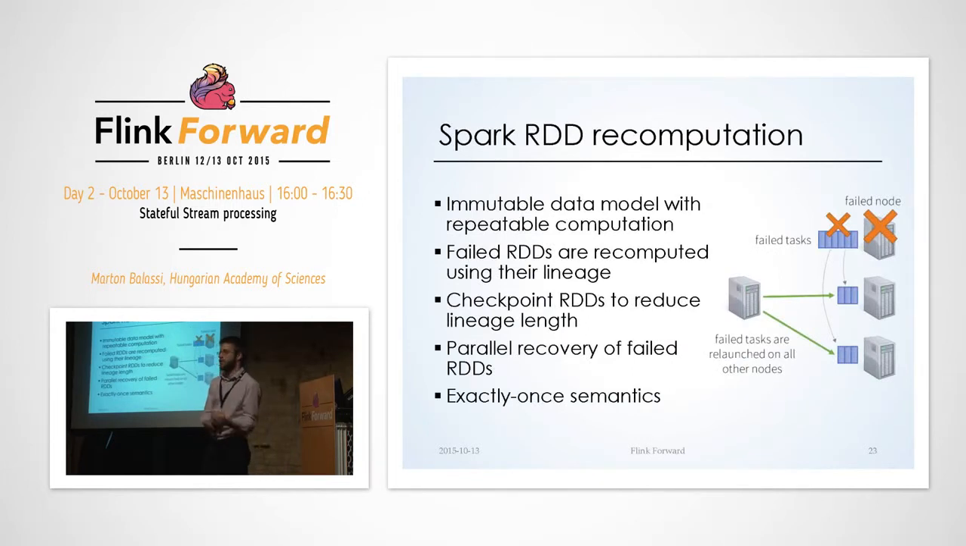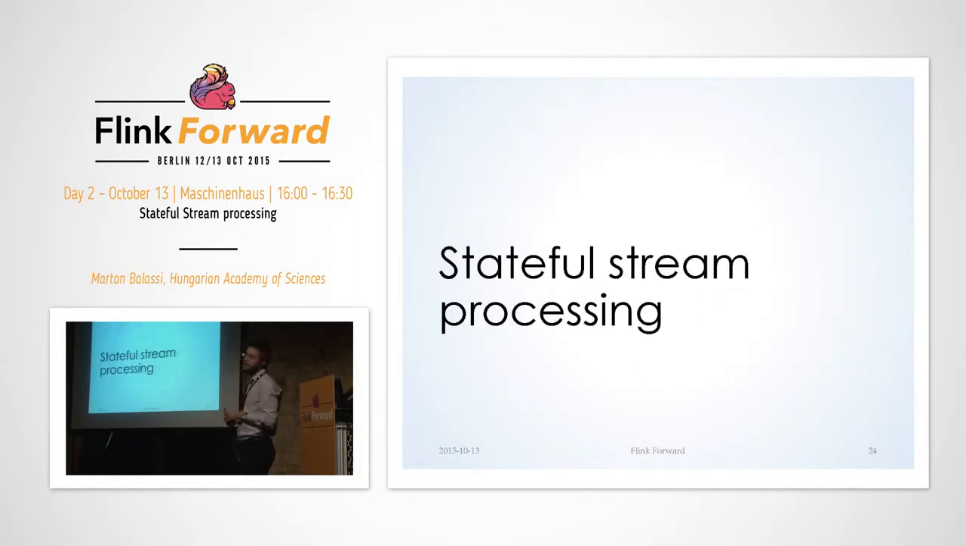And Spark also has exactly-once semantics. As I've said, it has an immutable data model, so it's really easy to recompute. It's like micro-batch or mini-batch processing. So we have RDDs, resilient distributed datasets, and we checkpoint them. If some failure happens, because it's immutable and because it's mini-batch, it's easy to recompute them. And yeah, so let's get to stateful stream processing, and Martin's going to talk about that.